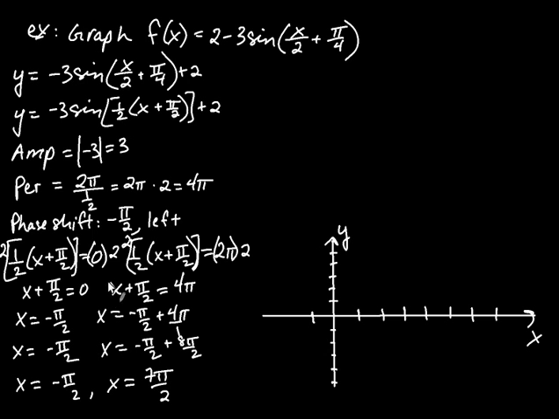Remember how earlier we said the basic graph of sine started at 0 and ended at 2 pi? These numbers tell you where the new graph starts and ends. That is, our function starts at negative pi over 2 and ends at 7 pi over 2. So this is the beginning and this is the end. Now, we're going to scale the x-axis, right? Negative pi over 2 is going to be our beginning and 7 pi over 2 is going to be our end.